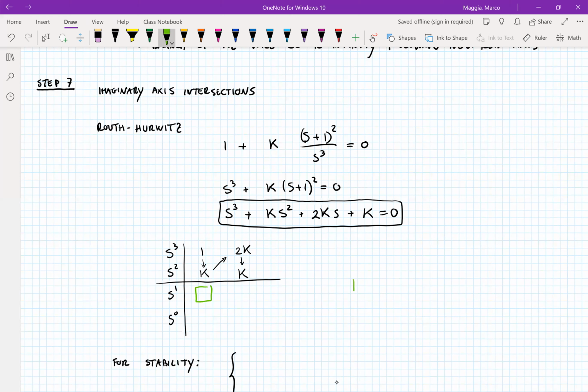Now we're ready to find the next element of the Routh array, that is the green box. So this is equal to k times 2k, remember figure 8, k times 2k minus 1 times k, everything divided by k. We're considering these 4 entries here. All right, so what do we have? Well, we have that this is equal to 2k minus 1.